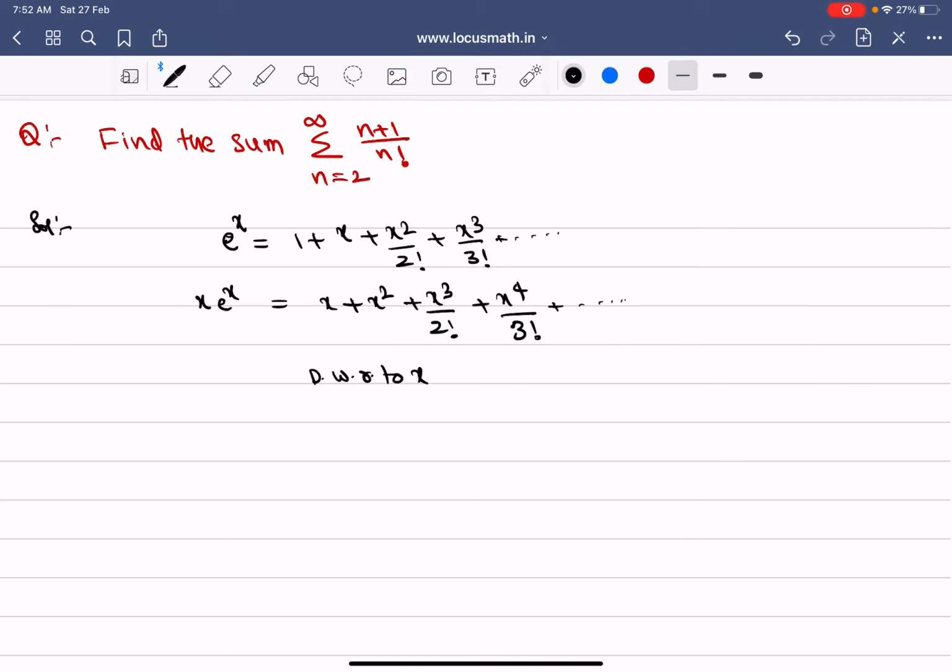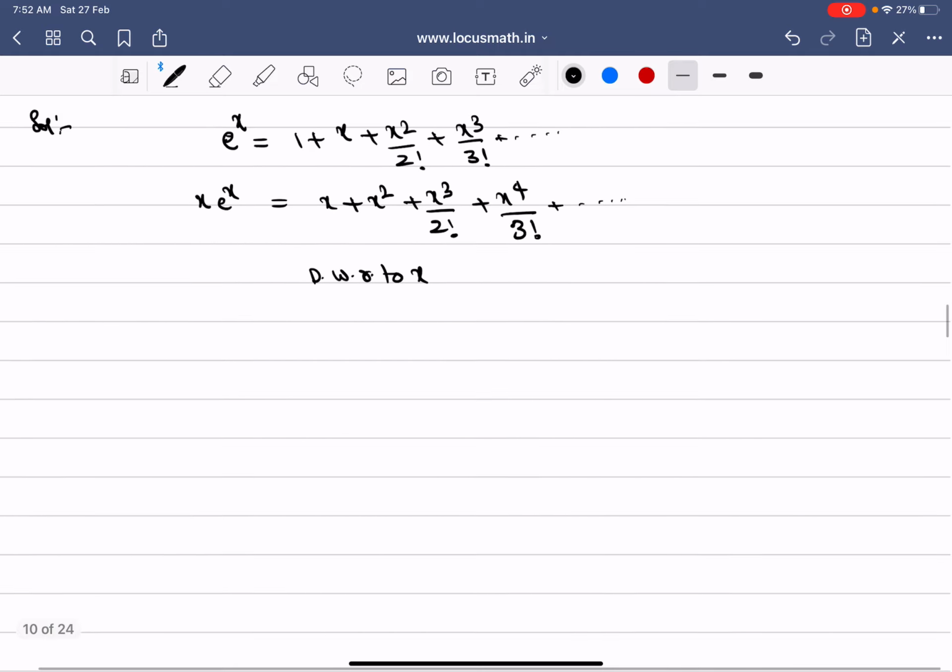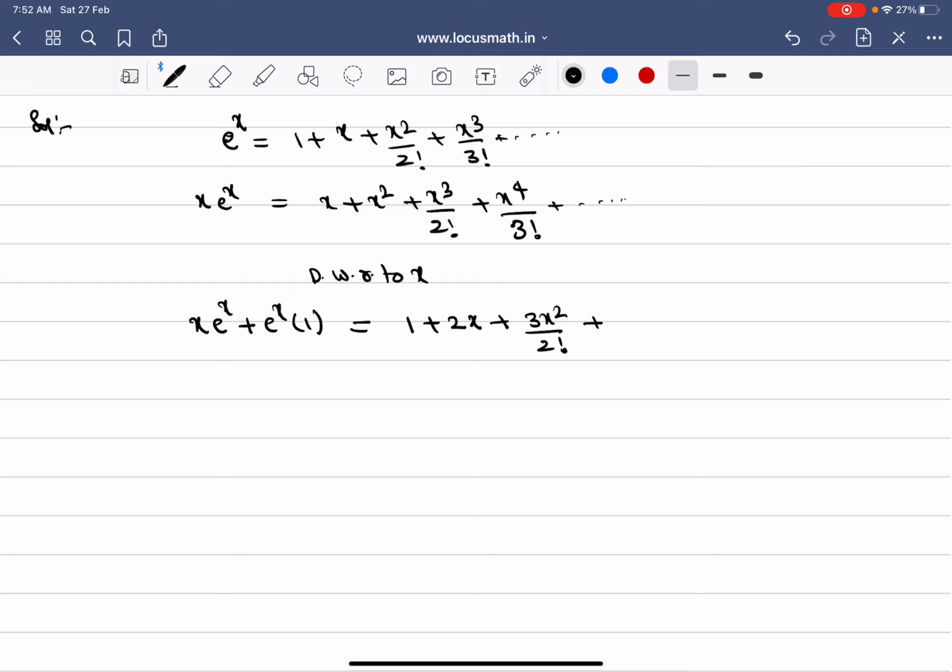If we differentiate with respect to x, then x into differentiation of e power x, which is e power x, plus e power x into differentiation of x, which is 1, is equal to differentiation of x which is 1, plus differentiation of x square, 2x, differentiation of x cube, 3x square over 2 factorial, plus 4x cube over 3 factorial plus etc.